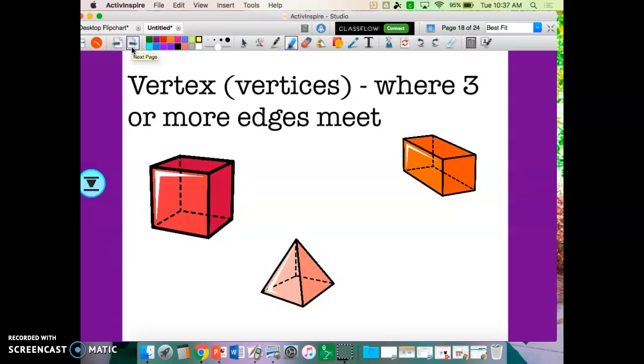And then we get into our vertex, or if it's talking about more than one, it'll be called vertices. The kids have struggled some with that plural form, but it's where 3 or more edges meet. So you can see here, I'm going to use this one right here. I like to put a dot where they are meeting. And you can see there's 1, 2, 3 edges coming to meet. So if we put our dots where vertices are, or our vertex is, it helps them to be able to count how many there are.